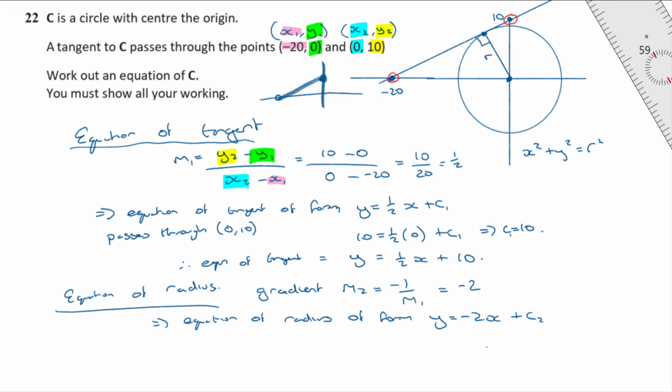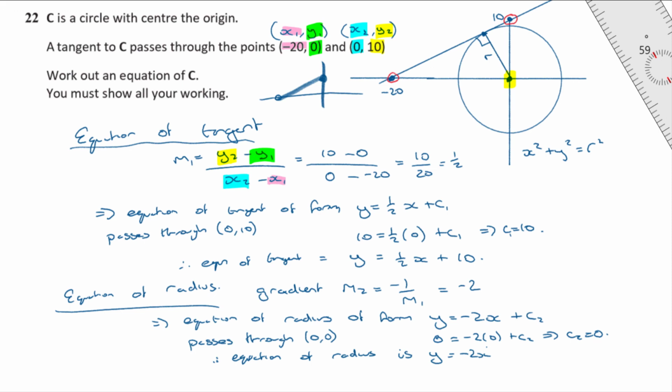So what is our c2? Well, remember also it passes through the origin, doesn't it? Passes through 0, 0. Down here, look, we know that radius passes through the origin. So when x is 0, y is 0, that tells me that 0 must be equal to minus 2 lots of 0 plus c2, telling me that c2 must be 0. And therefore the equation of the radius is just y equals minus 2x, isn't it?